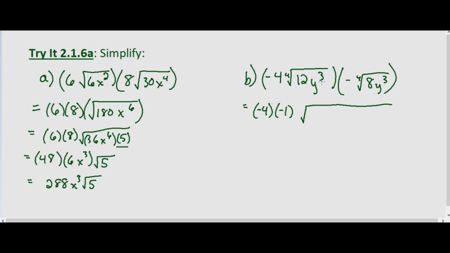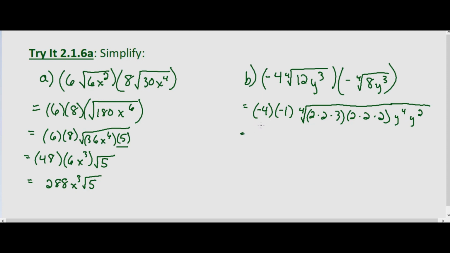So we have 12, that's 2 times 2 times 3. And 8 is 2 times 2 times 2. And then we'll go ahead and just multiply the y cubes. We'll make that y cubed times y cubed is y to the sixth. But we want perfect fourth roots. Forgot to put this index out there for the fourth root. So y to the sixth is the same thing as y to the fourth times y squared. And again, we did that because we want the fourth root of y to the fourth.